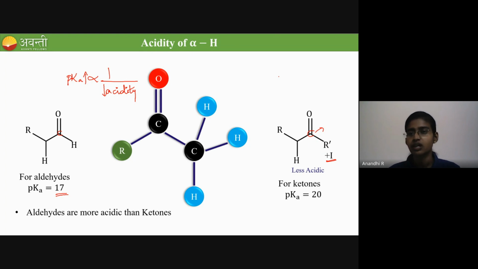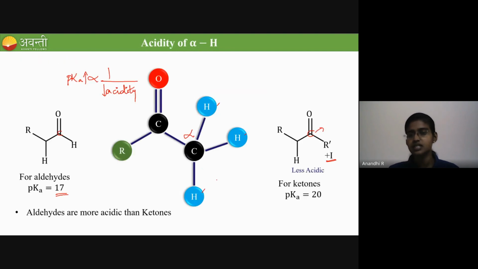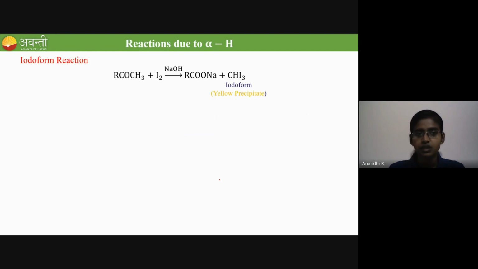Two more students have joined now. So let me quickly recall what I have discussed. The carbon next to the carbonyl carbon is the alpha carbon, and the hydrogens attached to the alpha carbon are called alpha hydrogens, and those alpha hydrogens are acidic in nature. Comparing the alpha hydrogens of aldehydes and ketones, aldehydes are more acidic than ketones. This is what we were discussing and it is clear to you. Let me move on to the next concept. Based on this alpha hydrogen, we are going to see a few reactions which occur due to the alpha hydrogen part.